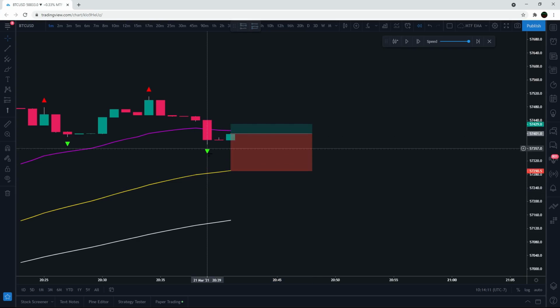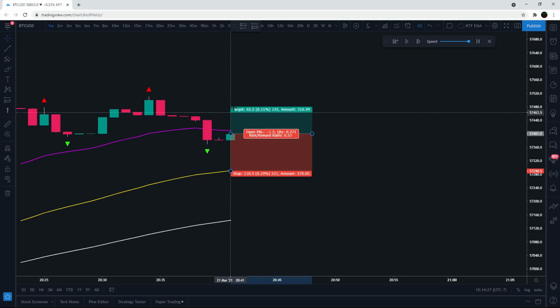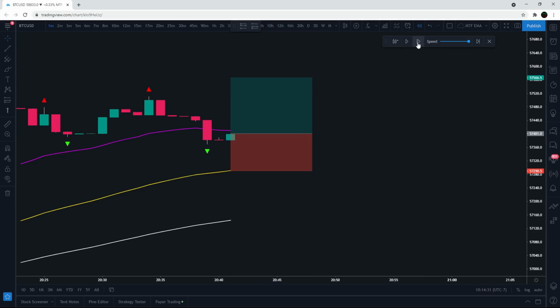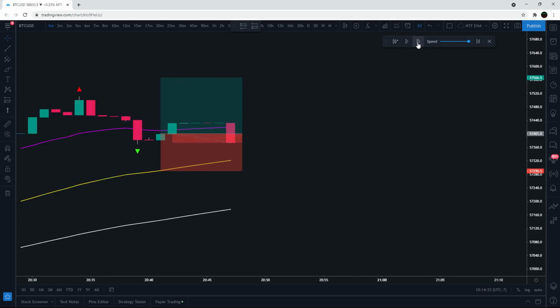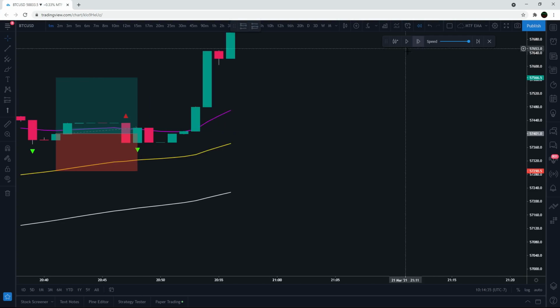If price goes below the 50-period exponential moving average, then prints a Williams fractal arrow to give you an entry signal for a long down here, then you're going to be using the 100-period exponential moving average for your stop loss placement instead. Targeting 1.5 times the risk, and we'll play it out. Now let's go on to some more examples.